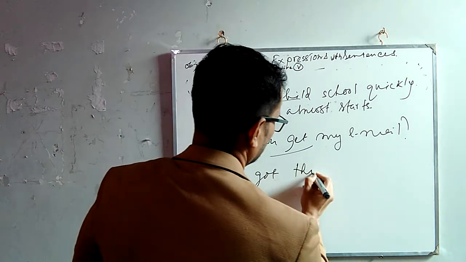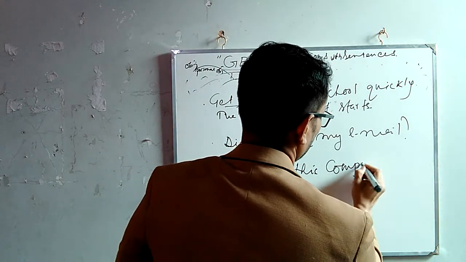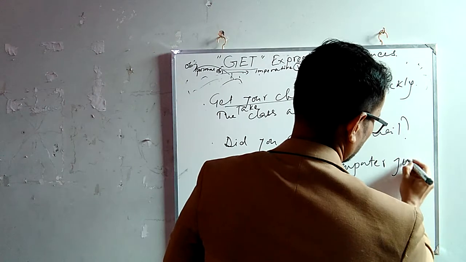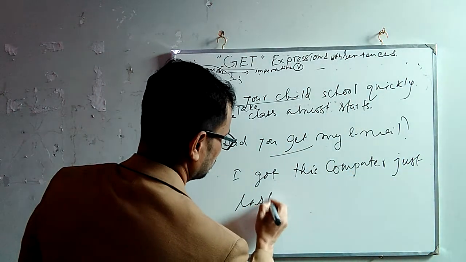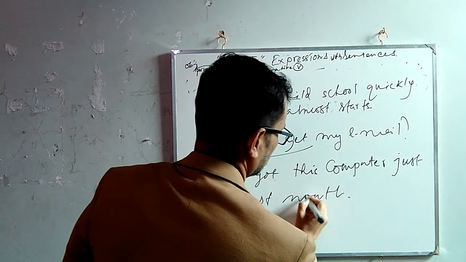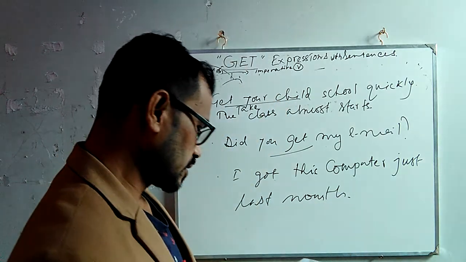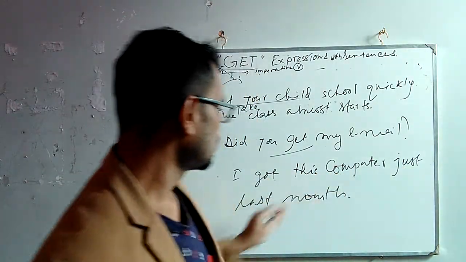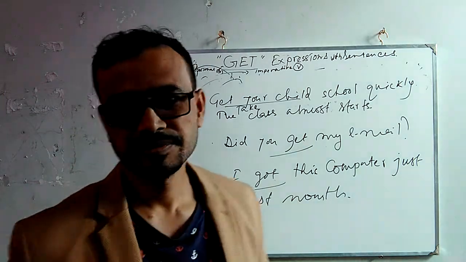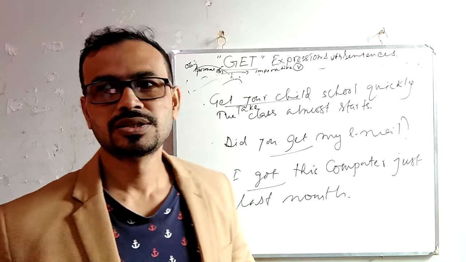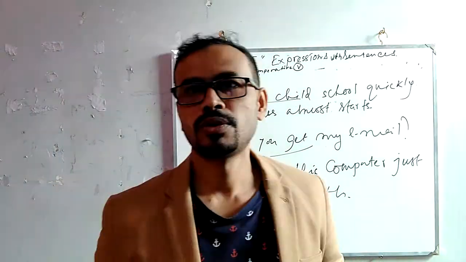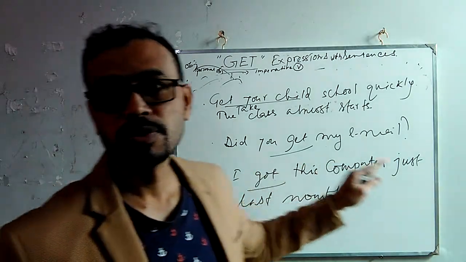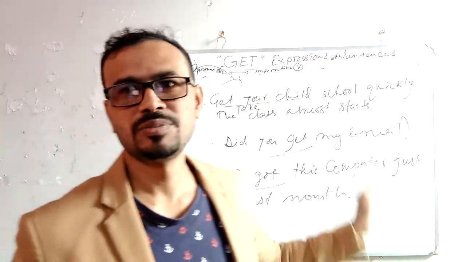Okay, so last sentence for better understanding: I got this computer. I got this computer just last month. Okay, just last month. So in the normal sense, I got this computer last month. Here, get has a different meaning. So I use it normally, and we use get when using our spoken language normally. So get has a different meaning at that time.